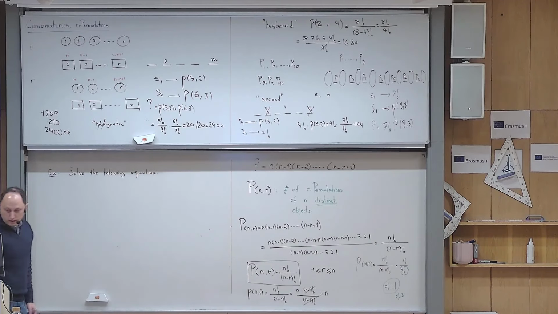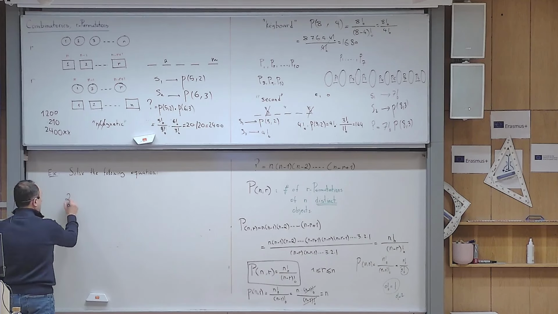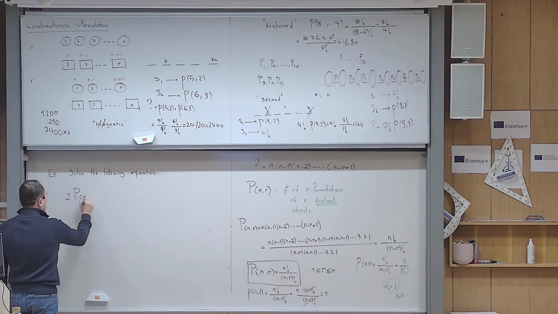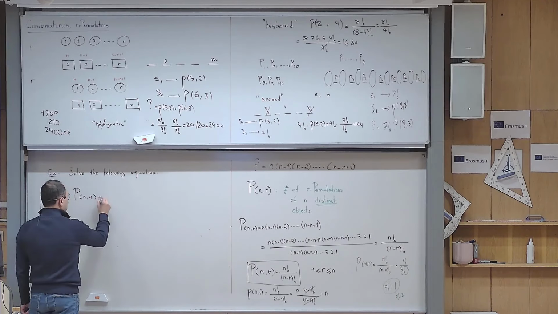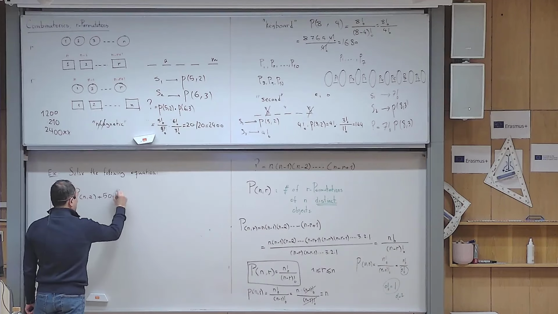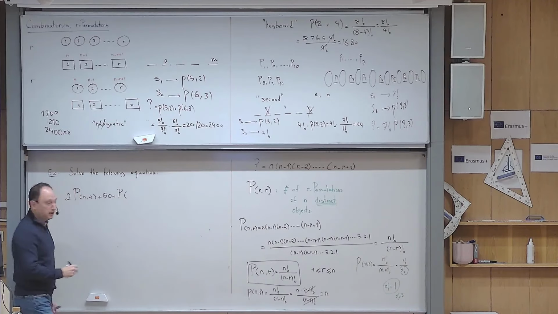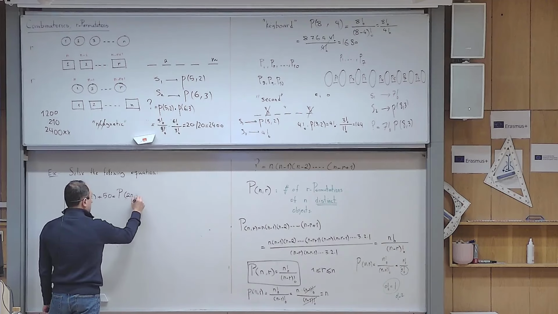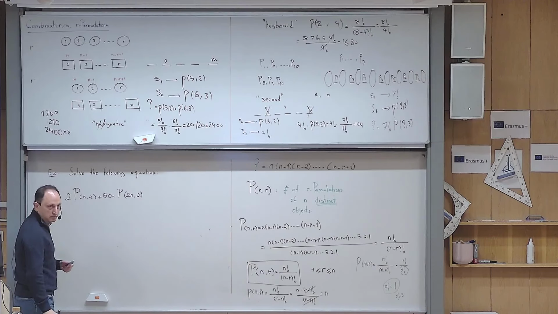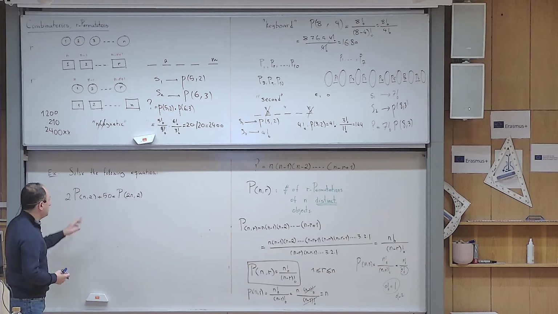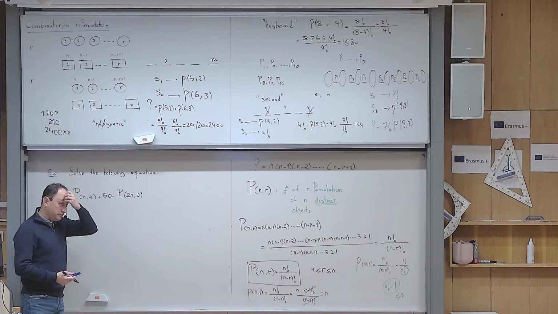So solve the following equation. The equation is: 2 times P(n, 2) plus 50 equals P(2n, 2). When I say solve an equation, of course, I mean find n. So I am asking you to find n so that this is satisfied.